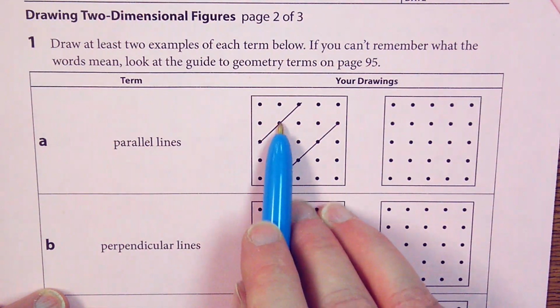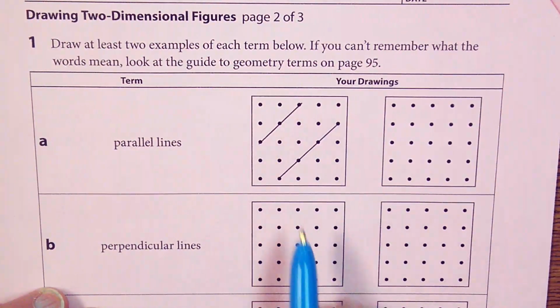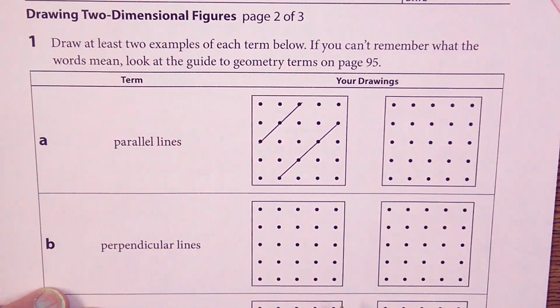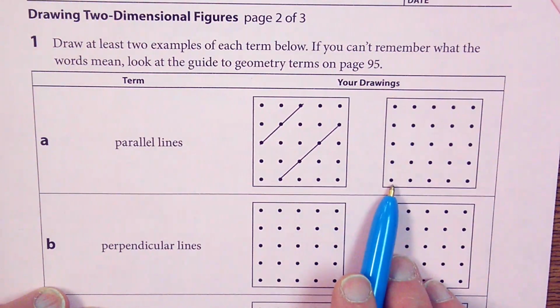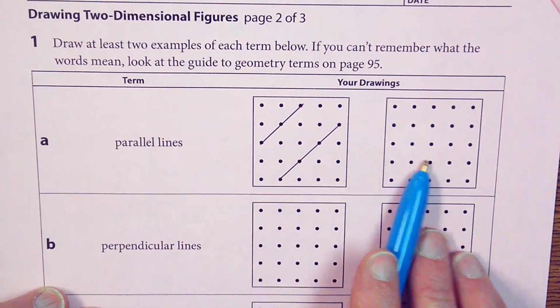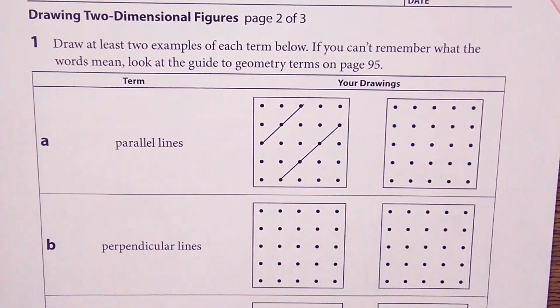They go up 1 over 1, up 1 over 1, right? Same for here. Up 1 over 1, up 1 over 1. I know that they're parallel. They will never meet. Okay? You might have your parallel lines go left to right. You might have your parallel lines go up and down. But you're going to do 2 examples of parallel lines. Try to be different, right? So make your other parallel line go a different way.